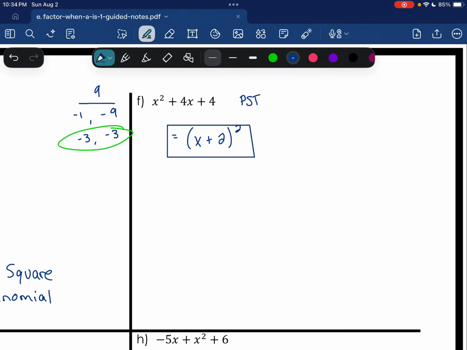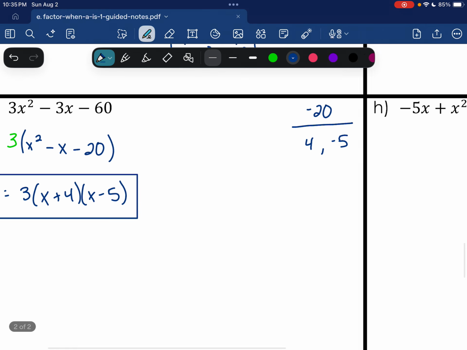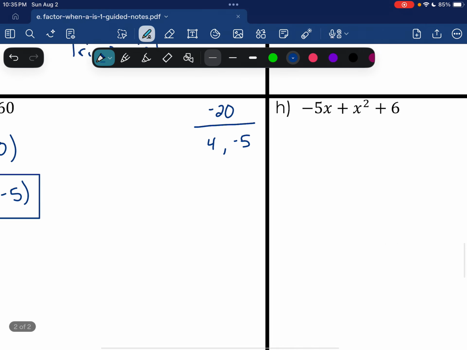Ooh, this next one, I wondered if you caught this. This was not written in standard form. First, we needed to rewrite it as x squared minus 5x plus 6 and put it in standard form. Now we're looking for factors of 6 that add to negative 5. And so this time it was negative 2 and negative 3. And so this factors as x minus 2, x minus 3, like so.